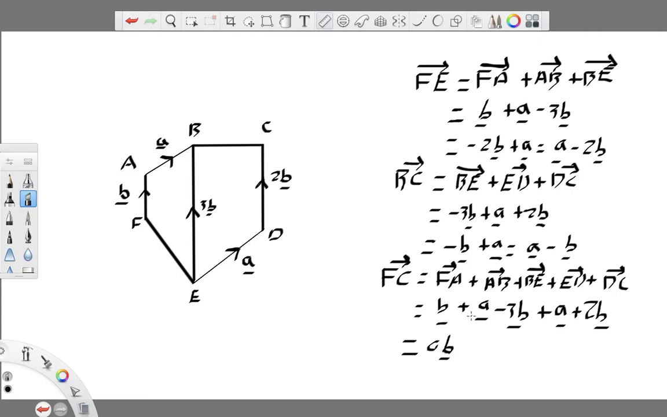Then we've got A plus A, which is 2A. So our answer there is just 2A. Okay, and then I've got one more question I want to do, so I'll write that over here. And that is D to A.